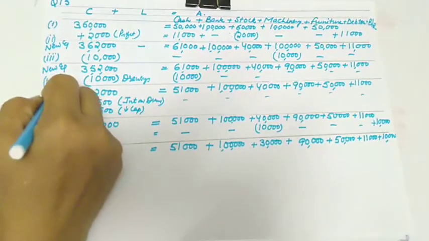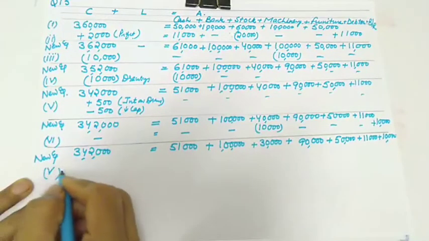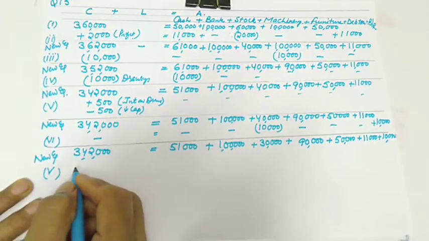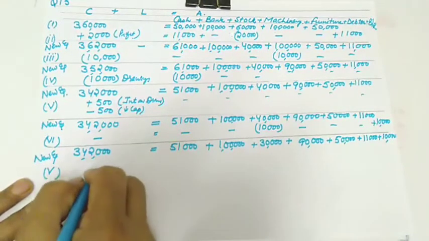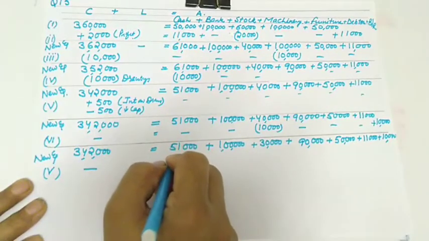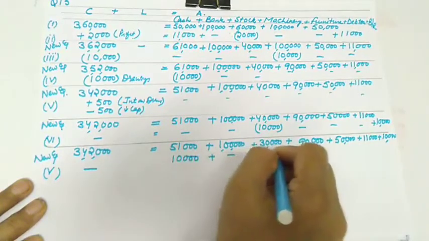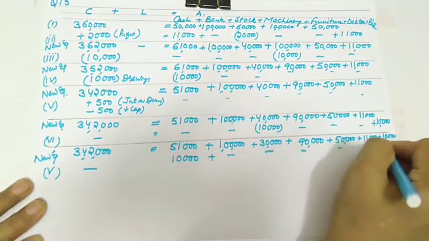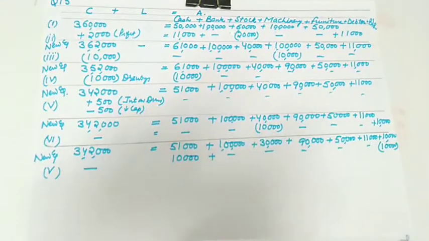So the last transaction is received 10,000 from Mr. Gupta against the bills receivable on its maturity. You are receiving the money, it has nothing to do with the capital, but when you are receiving, your cash will increase by 10,000, no change in any other, and this will reduce by 10,000 because bills receivable is matured. Now you got the money on maturity.